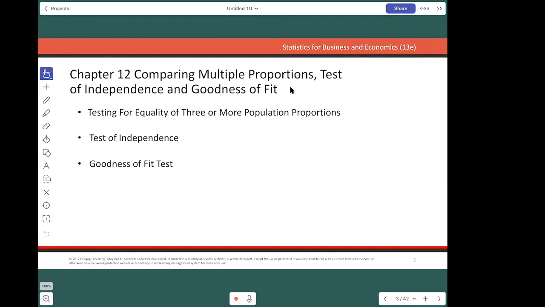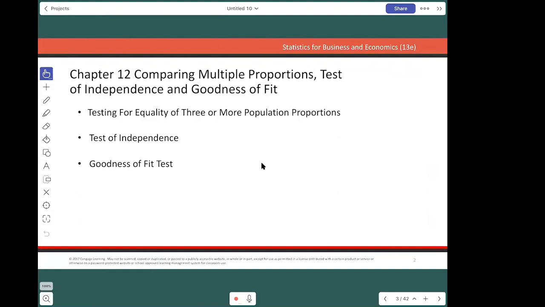Now we are venturing into 3 or more populations, and that takes care of everything. 3 or more populations, and we will look at that in terms of comparing population means and also looking at population proportions. So chapter 12 deals with proportions and then chapter 13 deals with the means, where you get into analysis of variance, like the gentleman who just asked me a little earlier.